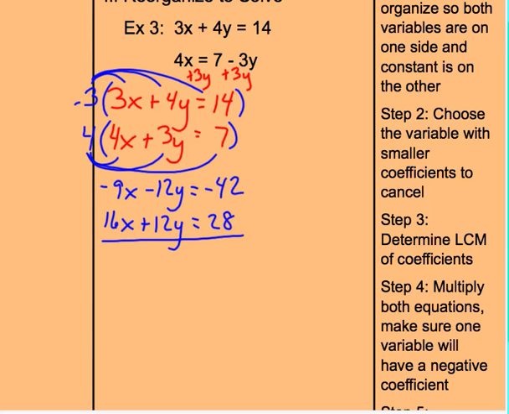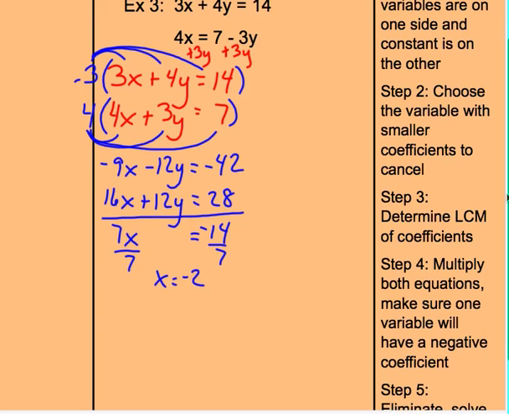Combining my equations, 16x minus 9x is 7x. Negative 12y plus 12y cancels, and negative 42 plus 28 is negative 14. So dividing both sides by 7, we get x equals negative 2. So now I need to follow my last step down here, which is to finish solving. I need to solve for y.